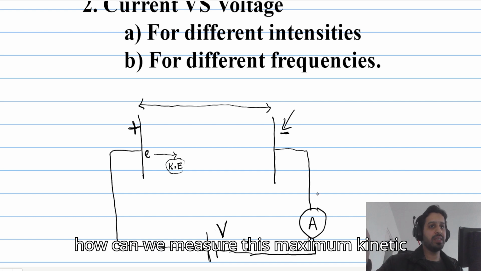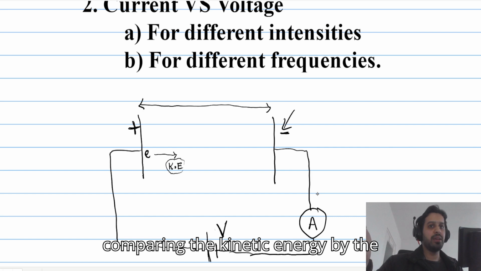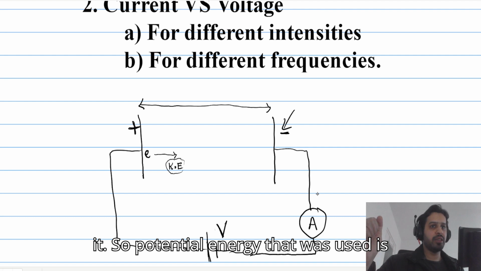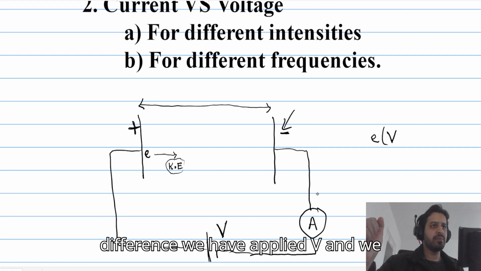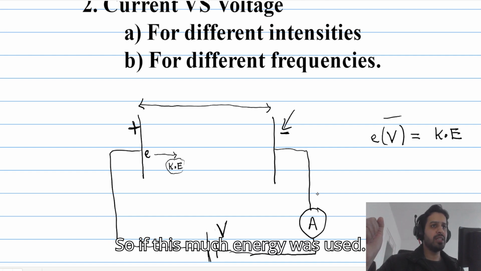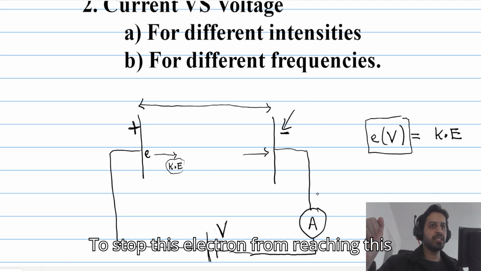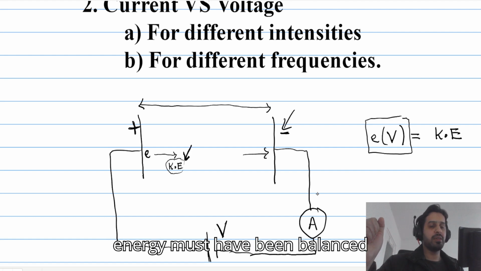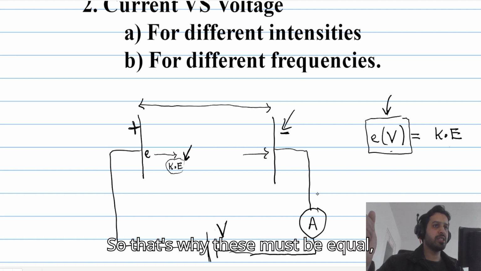Now, how can we measure this maximum kinetic energy? And the answer is just by comparing the kinetic energy with the potential energy that was used to stop it. So the potential energy that was used is just e times whatever the potential difference we have applied, V, and we set it equal to kinetic energy. So if this much energy was used to stop this electron from reaching this plate, it means that all of this kinetic energy must have been balanced by this potential energy. So that's why these must be equal, right?